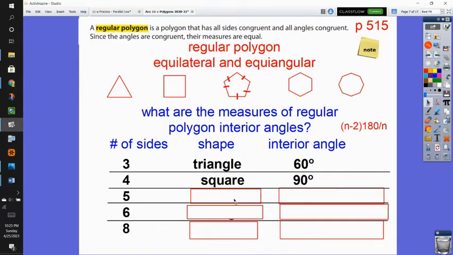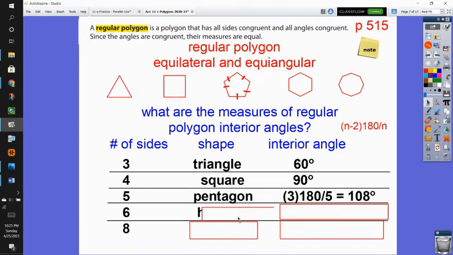Okay, the 5-sided shape is a pentagon. And what are the interior angles of a regular pentagon? Well, the angles add up to 5 minus 2 times 180, or 3 times 180, and then divide that by the number of angles, which is 5. So that comes out to 108 degrees.